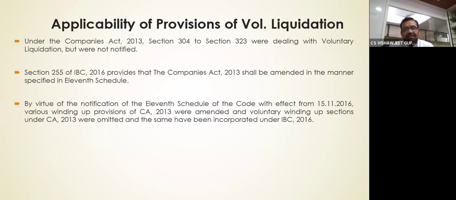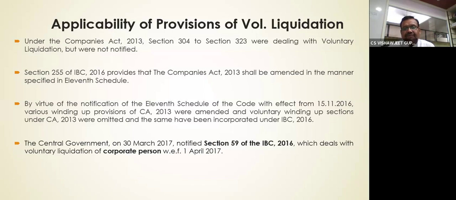So these provisions under Section 304 to 323 have been omitted, and the new provisions have been introduced under Section 59 of the IBC. So now Section 59 of the IBC is the only section dealing with the voluntary liquidation of corporate persons. And there are the IBBI voluntary liquidation process regulations. Section 59 has been notified with effect from 30th March 2017, with effect from 1st April 2017.